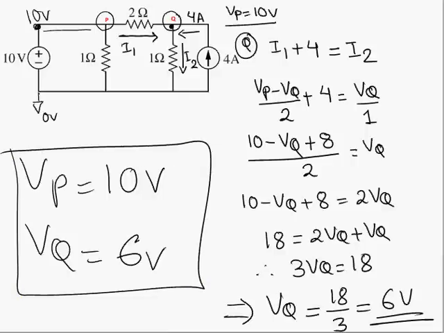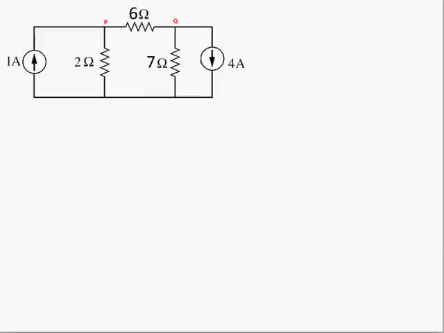Okay, so let's do one more example. Here's another example. In this case, we have a similar looking resistor network, except instead of the voltage source, we have a current source, but the analysis is identical. So let's start by selecting a reference voltage node. Now for this, let's start by analyzing node P.